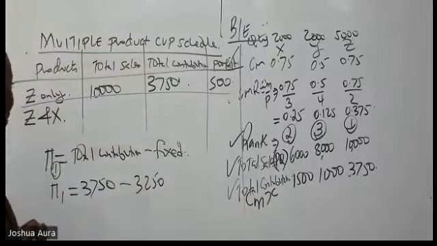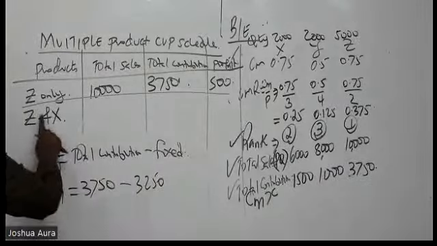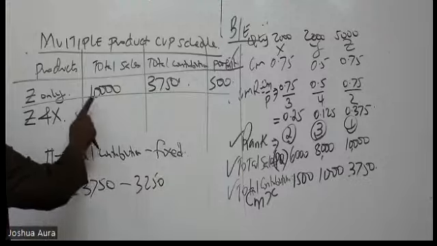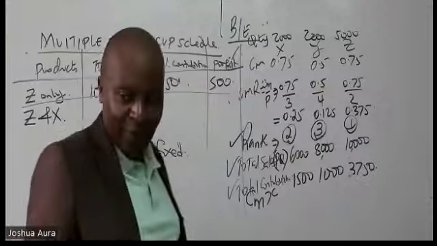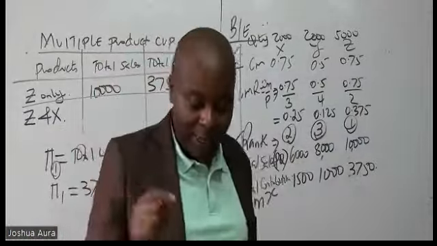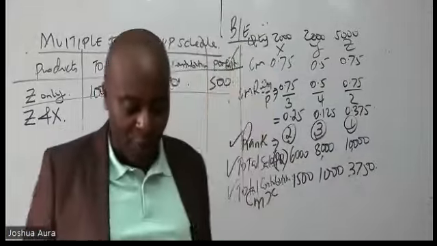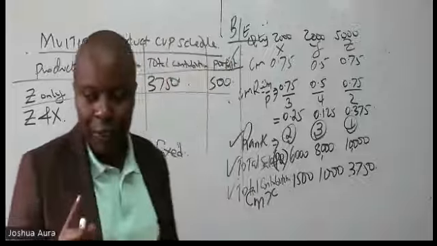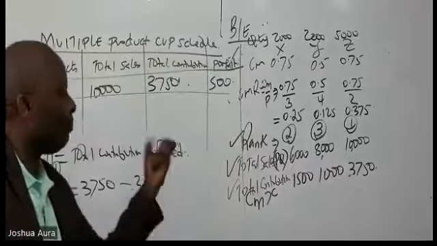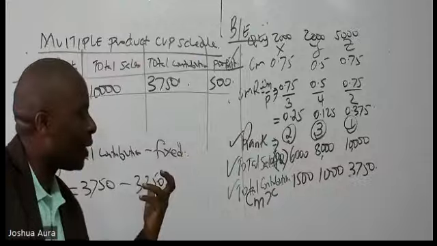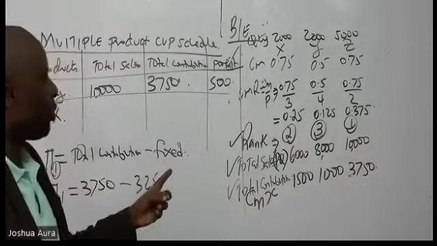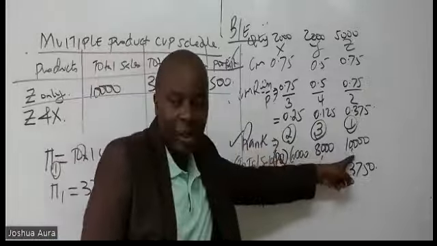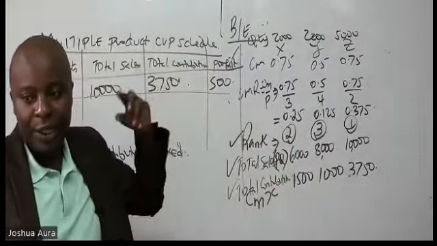So now, ladies and gentlemen, if you're to produce Z and X, what total sales will we generate as an organization? It's only about adding them up. So remember, it is Z and X. Total sales will be 6,000 plus 10,000, which gives me 16,000.